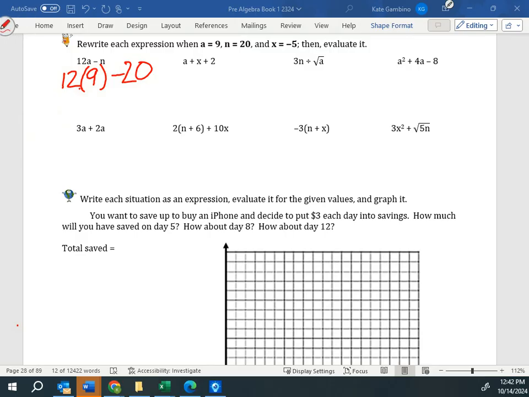So now we do our math. First we multiply before we subtract. So 9 times 12 is 108, minus 20, 108 minus 20 is 88. Okay. I want to see your steps. So make sure you're taking your time and you rewrite the expression with the numbers that go in for our letters. Natalie, you look confused. Which one's throwing you off?